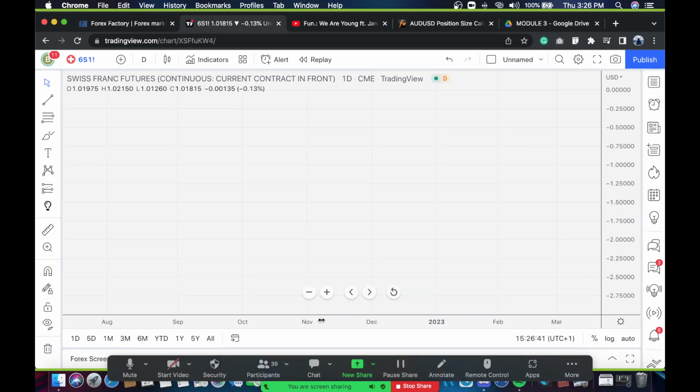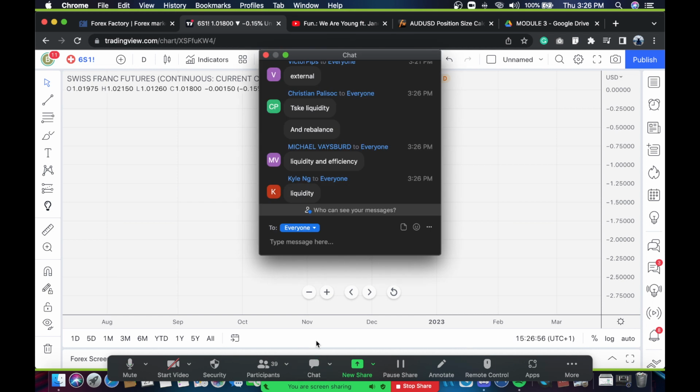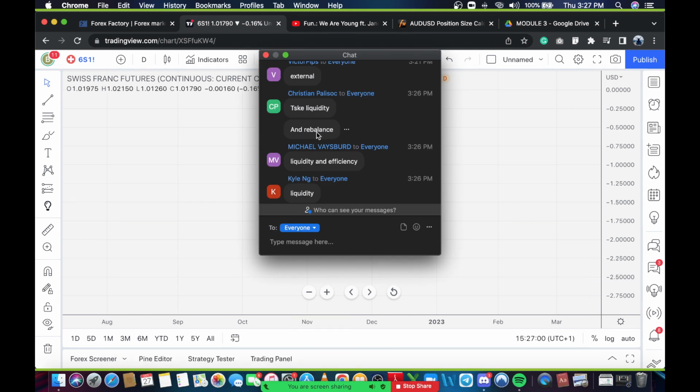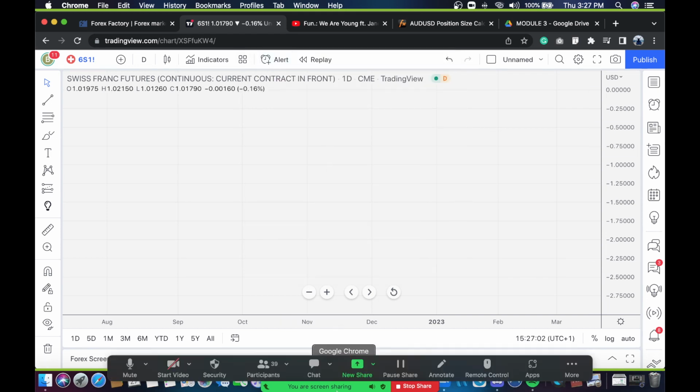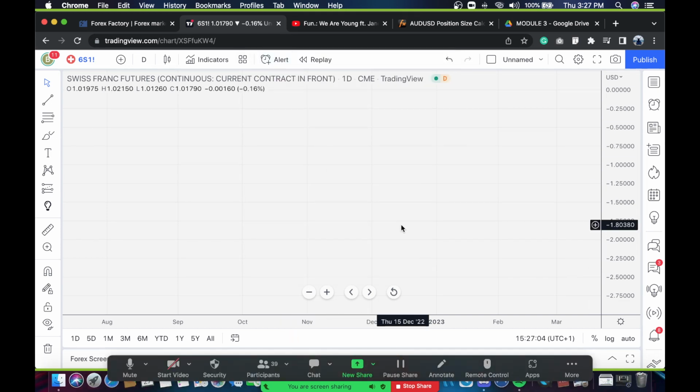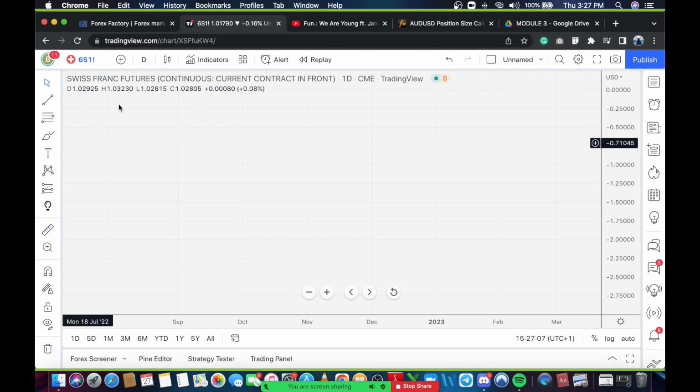Can anyone tell me in the chat box? There's only two things the market seeks in price, and all our analysis is based off of this characteristic. It's a characteristic in price. Market seeks two things in price. Exactly, liquidity and efficiency. That's all the market is looking for. Now, a balanced price range is an area of market efficiency.